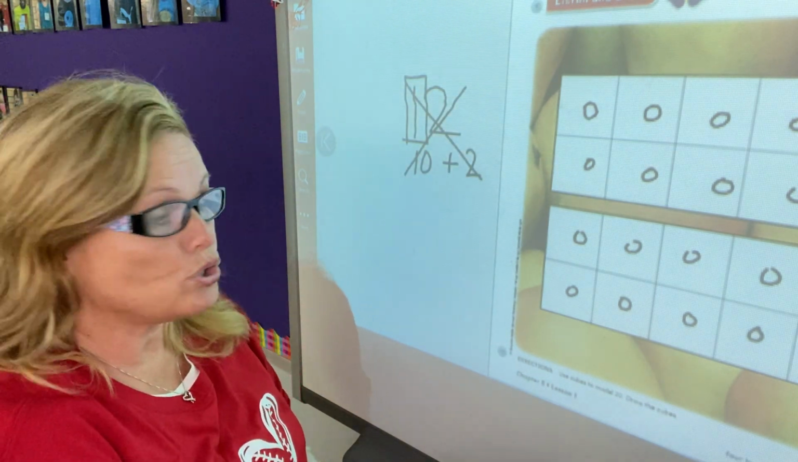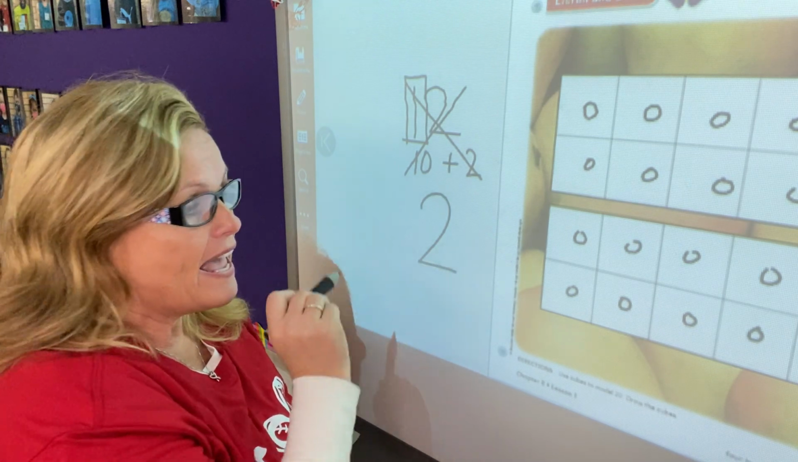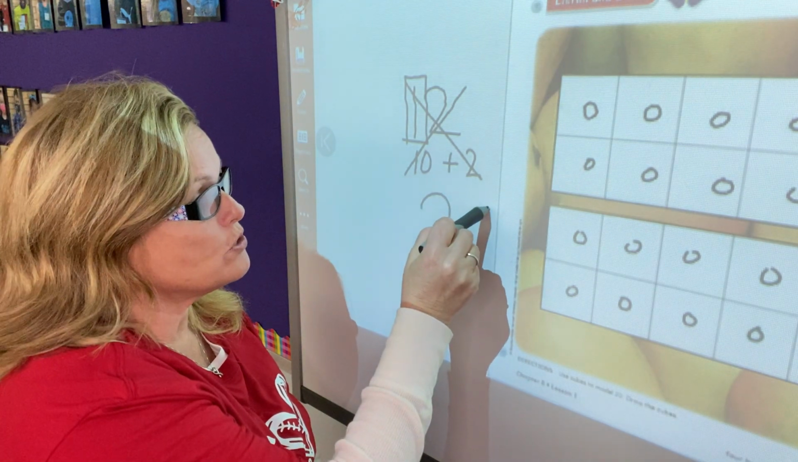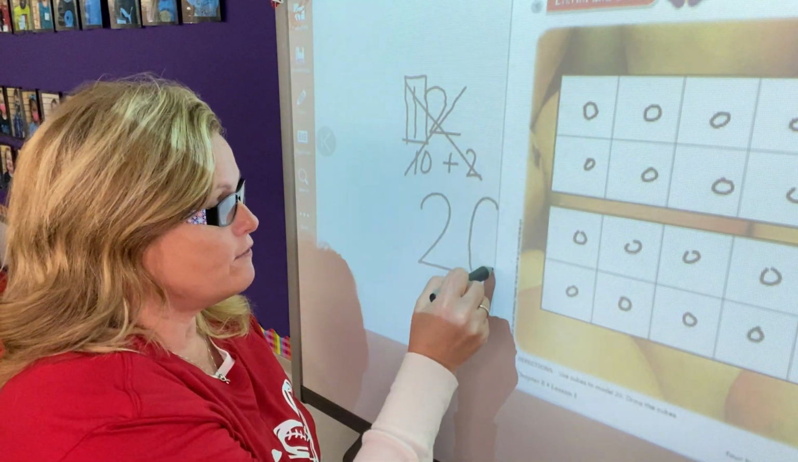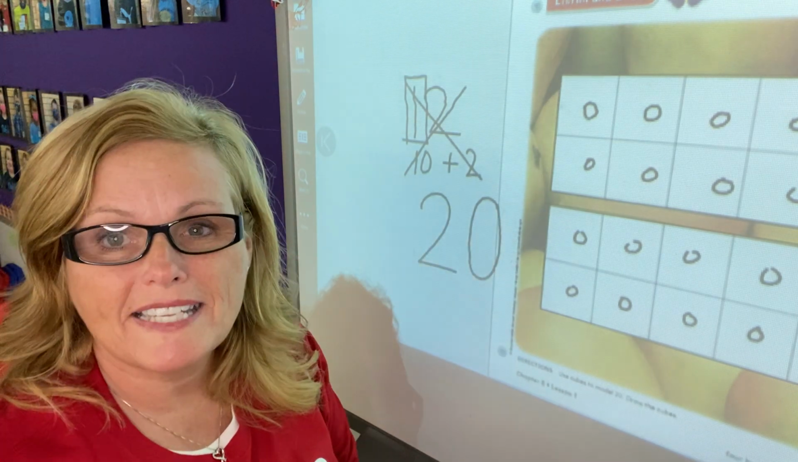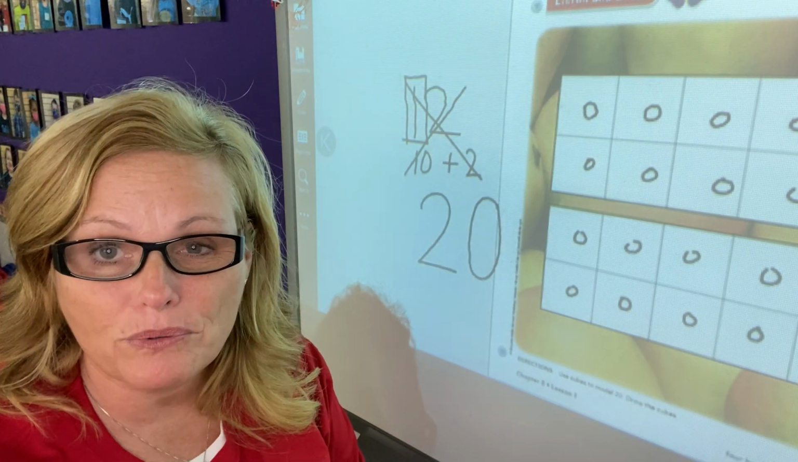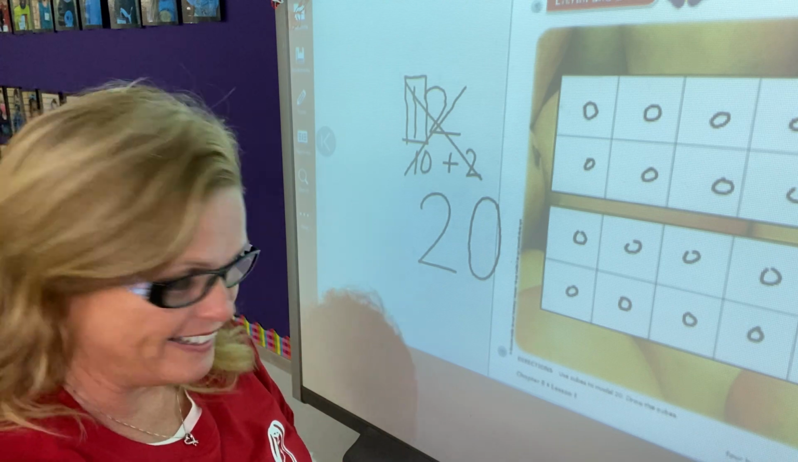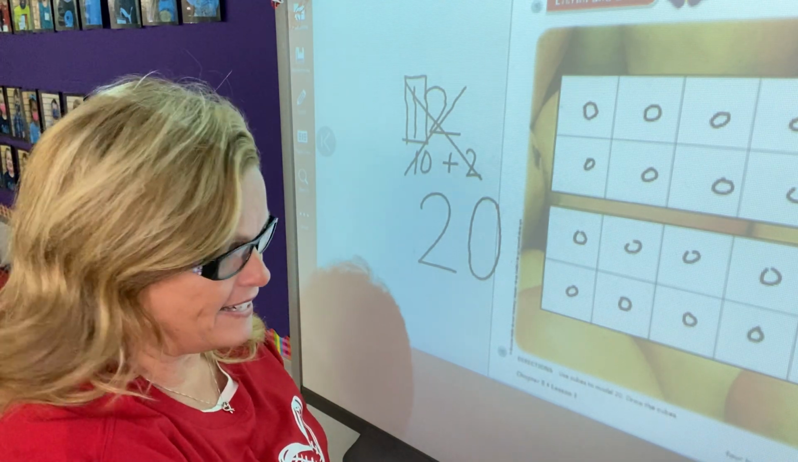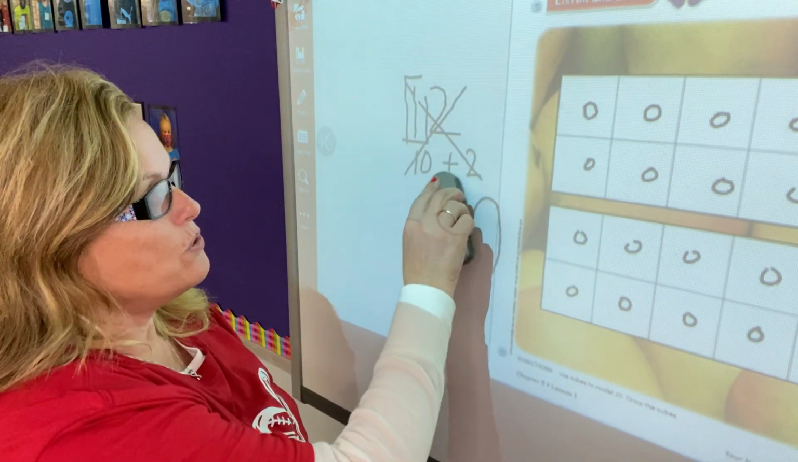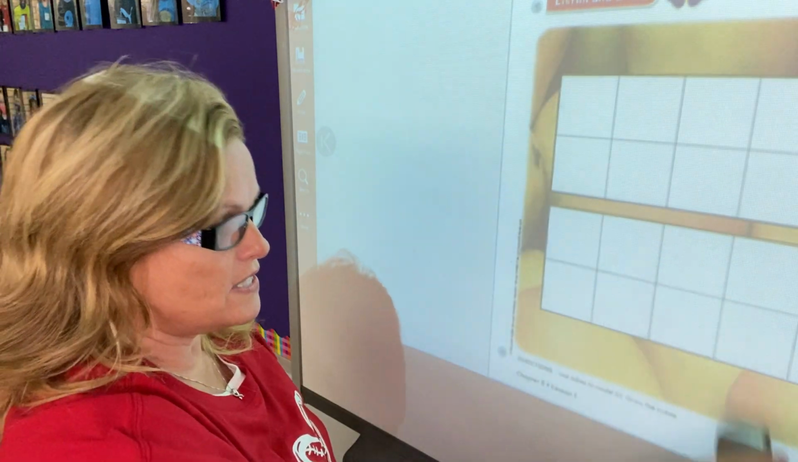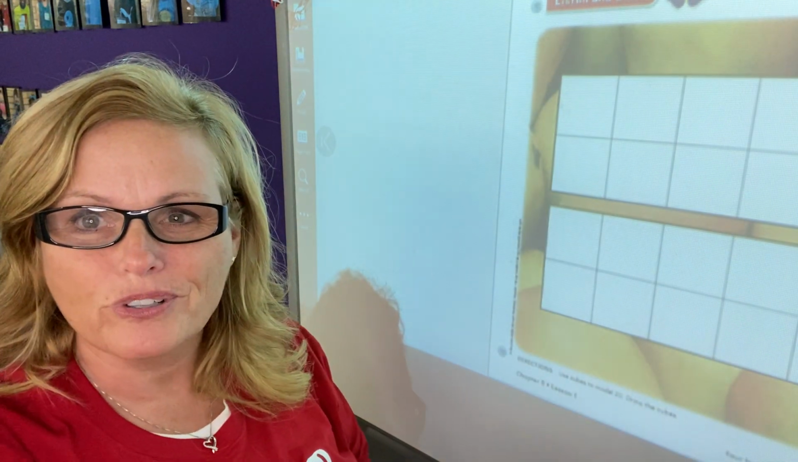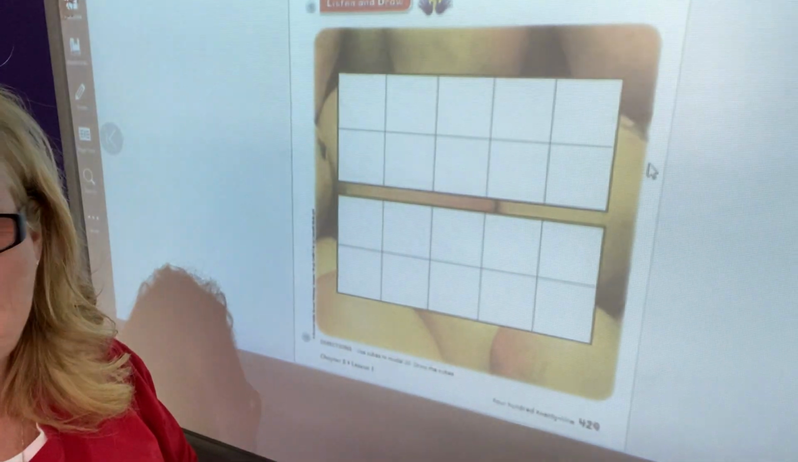20 is a 2 and a 0. When you make that 0, make sure you start at the top. Make a C first and close it. 20 is a 2 and a 0. Did you know that? I bet you did. If you didn't, that's okay. Sometimes we just need to practice a little bit in order to get to be better at something.